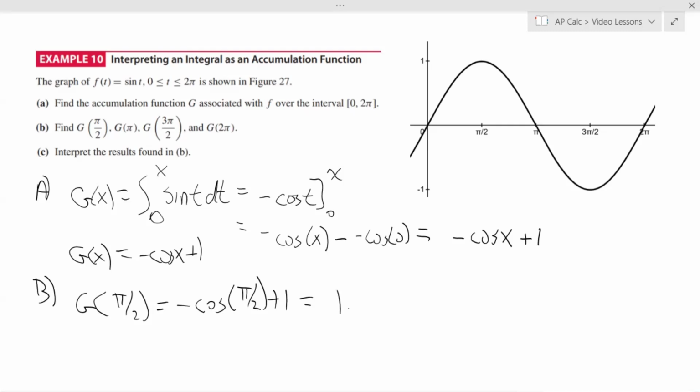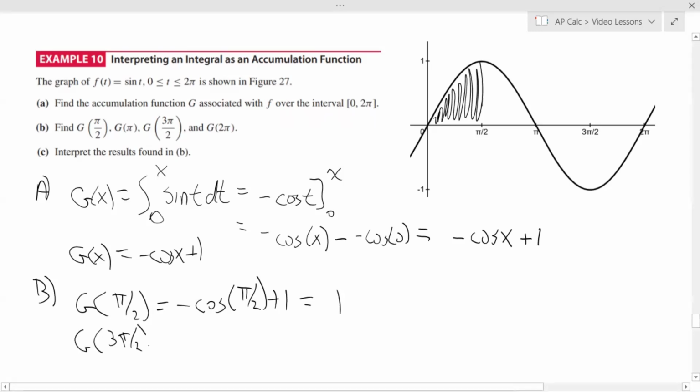Graphically speaking, that would be the accumulated area from 0 to pi over 2. Now, if I go to 3 pi over 2, okay, that's going to be negative cosine of 3 pi over 2 plus 1. Again, cosine of 3 pi over 2 is 0. 0 plus 1 is 1. But watch this. That's the total accumulated area from 0 all the way up to 3 pi over 2 here.